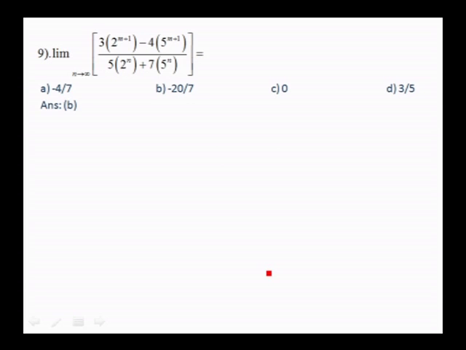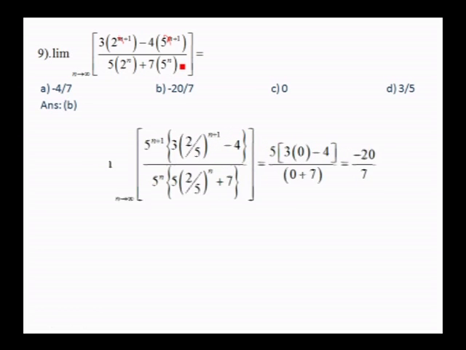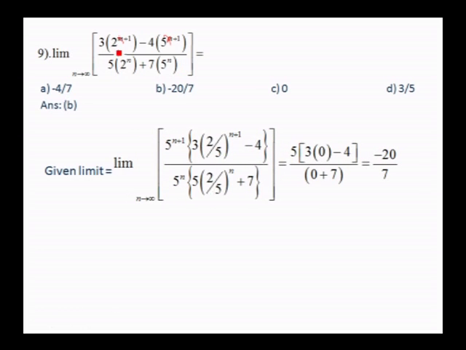So limit n tending to infinity of 2 to the power of n+1 minus 4 into 5 to the power of n+1 over 5 into 2 to the power of n plus 7 into 5 to the power of n. So here I have to remove this. Look, between 2 and 5 the bigger number is 5. So remove 5 to the power of n+1 outside. Then I can write 3 into 2/5 whole to the power of n+1 minus 4.